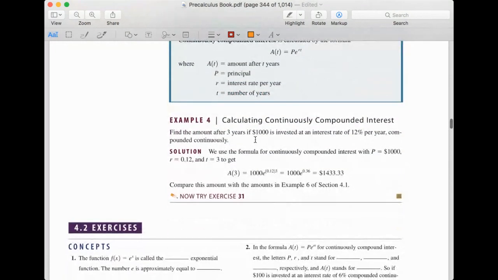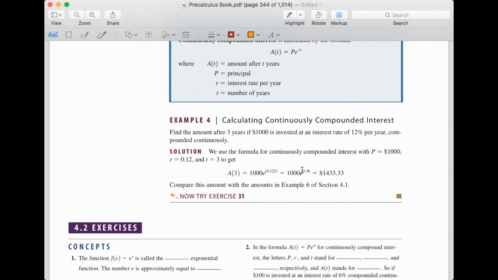Let's see this example. Find the amount after 3 years if $1,000 is invested at an interest rate of 12% per year, compounded continuously. So we use this formula. A of 3, after 3 years, equals 1,000, that's how much money, the principal, times e raised by the interest rate, 12%, which is 0.12, times how many years? 3 years. So that's 1,000 e to the 0.36.